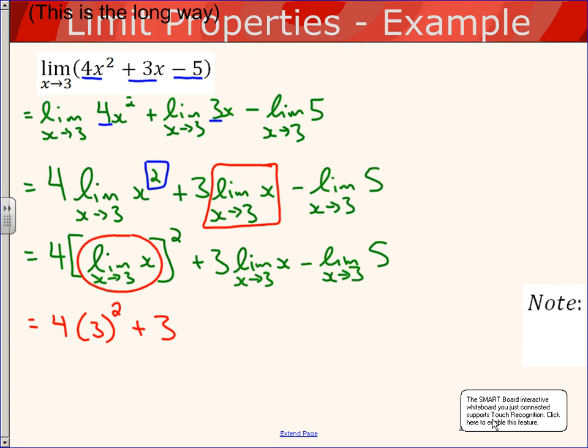Sorry, I got mixed up when the smartboard panicked on me. Let me fix that last one. We said the limit as x approaches 3 of x should be 3, right? I've substituted that 3 right there.